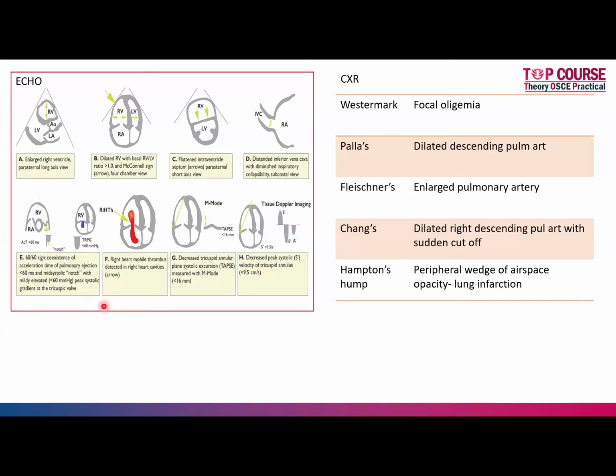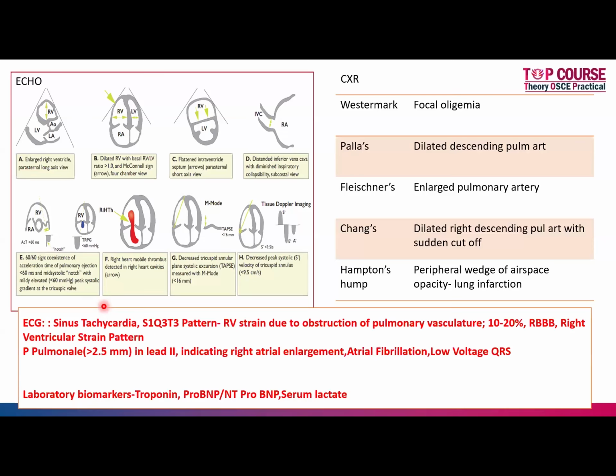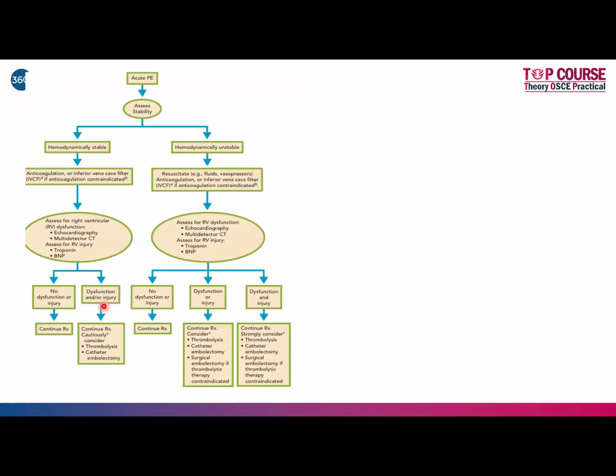Chest X-ray: focal oligemia. Then you have the Palla sign, the Fleischner sign, and the Chang sign with Hampton's hump. ECG findings of right ventricular strain, S1Q3T3, are not found in all patients, only in 10 to 15% of patients. Then RBBB and P pulmonale might also be present. The patient can also present with atrial fibrillation and low voltage QRS, and the laboratory markers.